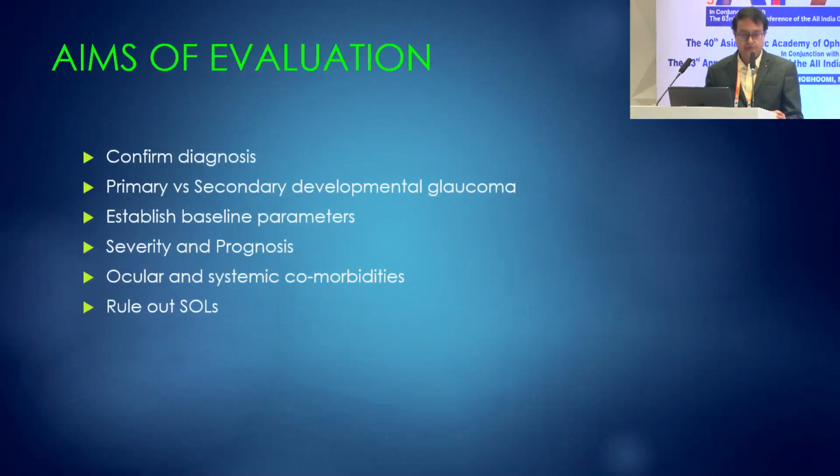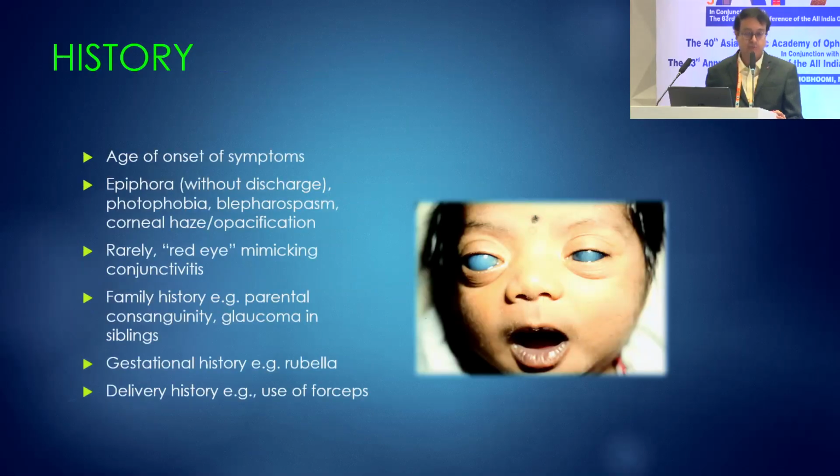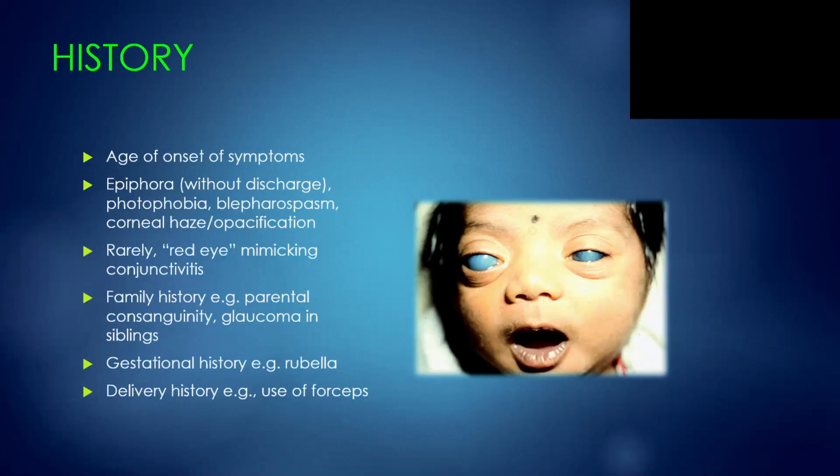The aims of evaluation are to confirm the diagnosis, to discriminate between primary and secondary developmental glaucoma, establish baseline parameters, to assess the severity and prognosis, to rule out any other ocular and systemic comorbidities, and in particular to rule out space occupying lesions like retinoblastoma, which can sometimes mimic primary congenital glaucoma.